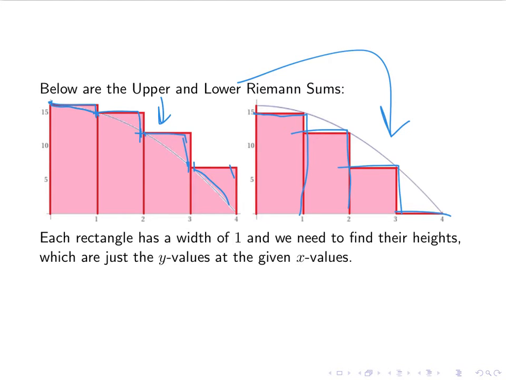So I've got two different ones here, the upper and the lower. Each rectangle has a width of 1, and we're going to approximate this area by using these rectangles. An upper Riemann sum is always going to have some extra pieces here, so this will always be an overestimate of my area. But my lower Riemann sum is going to be missing pieces, so it's going to be an underestimate of our area. So when I find both of them, I know the area should be somewhere between the two.